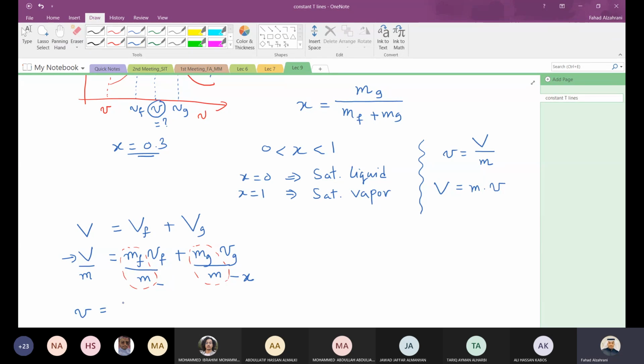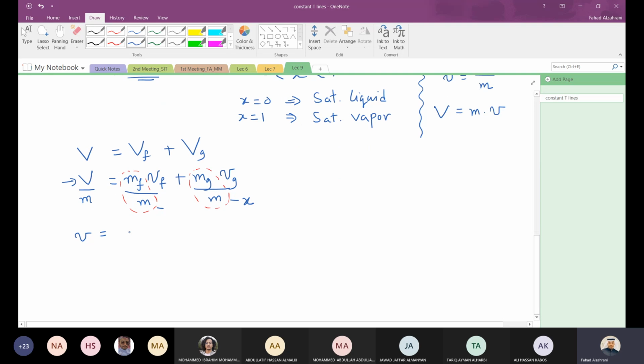Can I rewrite it in terms of x? 1 minus x. Why? Because the total is 1: mg over m plus mf over m equals 1. And this is x. So mf over m is basically 1 minus x. Excellent.